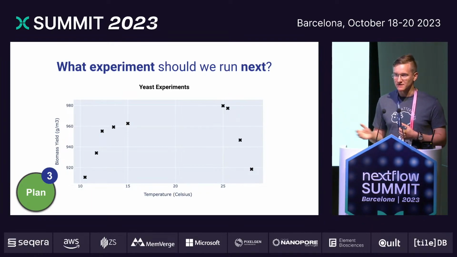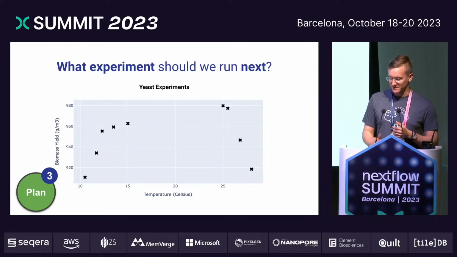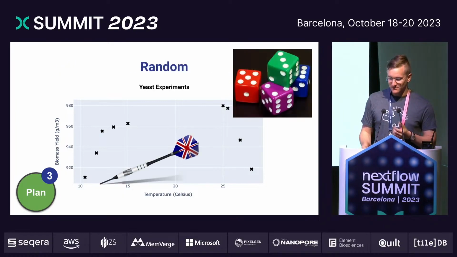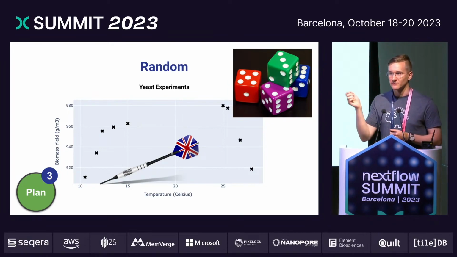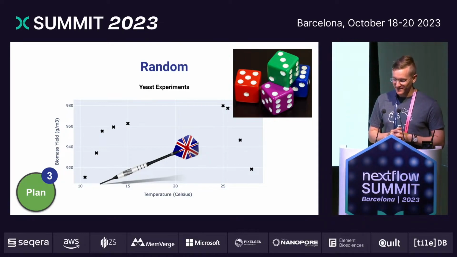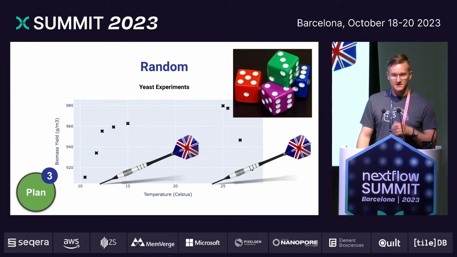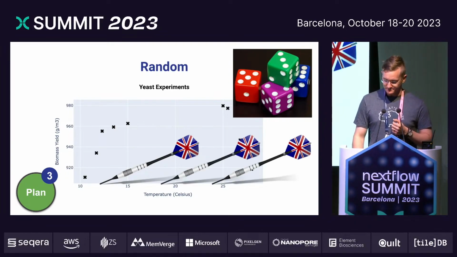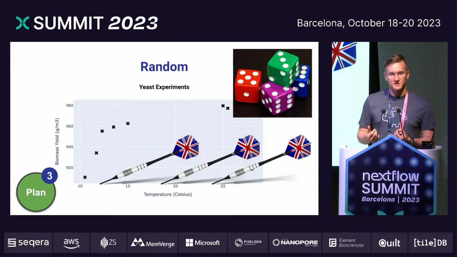And in the middle, we're missing data, right? So what should we do next? How should we explore this parameter space? The first strategy is random. You just throw some dice, or if you're bad at darts, I guess you throw some darts at the dartboard, and you just hit some different temperatures, and you put them through your lab automation setup, or you just do it manually in the lab. It's actually a statistically valid method. It's just not particularly efficient.